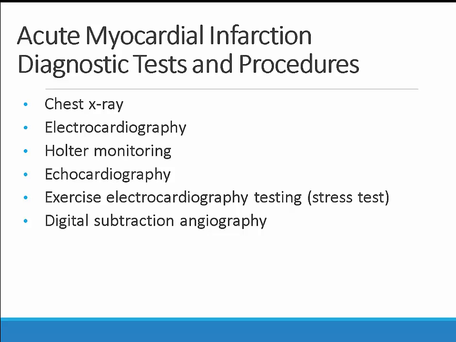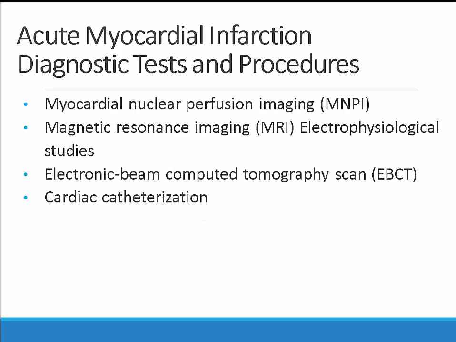Digital subtraction angiography. This is visualization of the cardiovascular system using contrast dye, X-ray techniques, and a computerized subtraction technique. Assess for allergies to seafood, iodine, or radiopaque dyes. Myocardial nuclear perfusion imaging includes technetium pyrophosphate scanning, thallium imaging, and multigated cardiac blood pooling imaging, and can evaluate cardiac motion and calculate the ejection fraction.